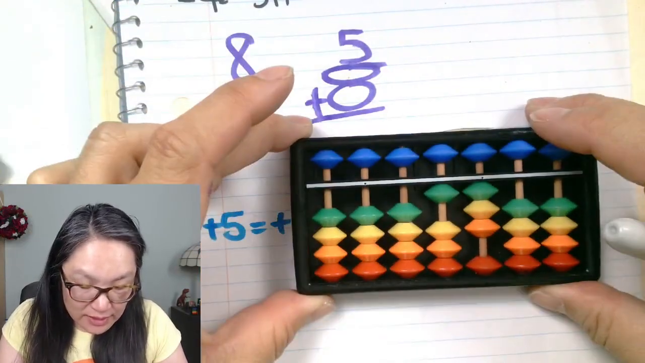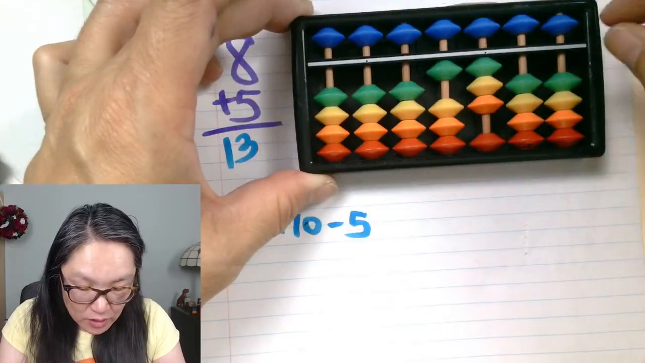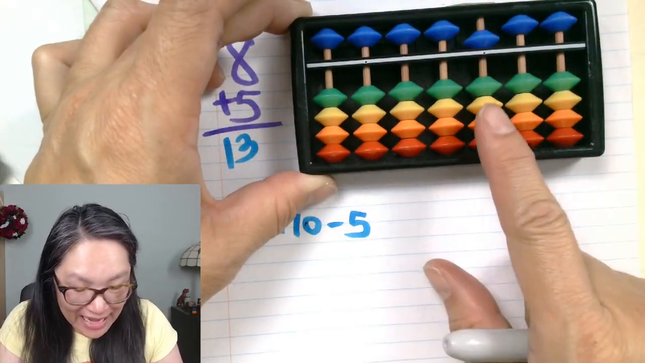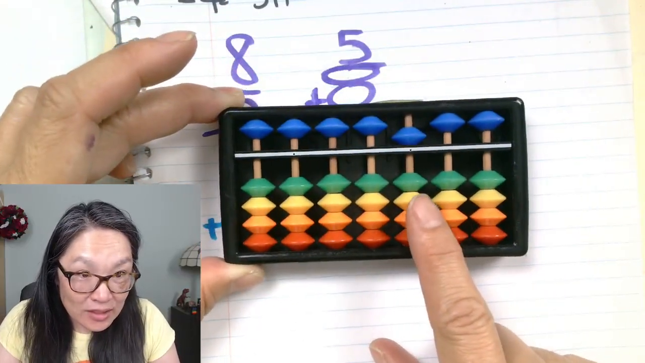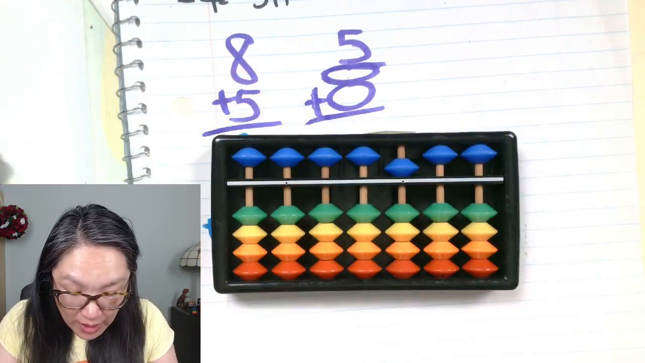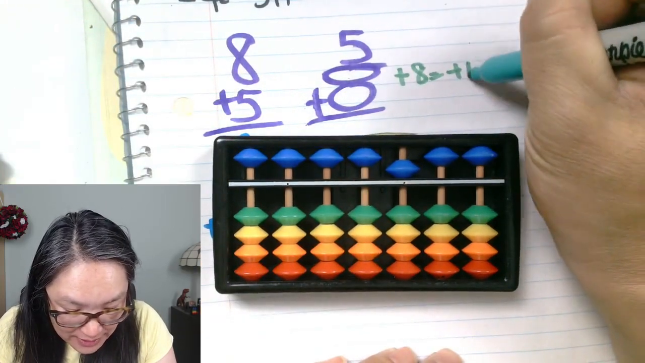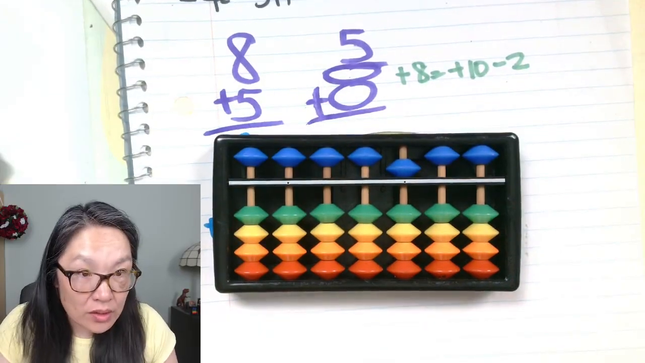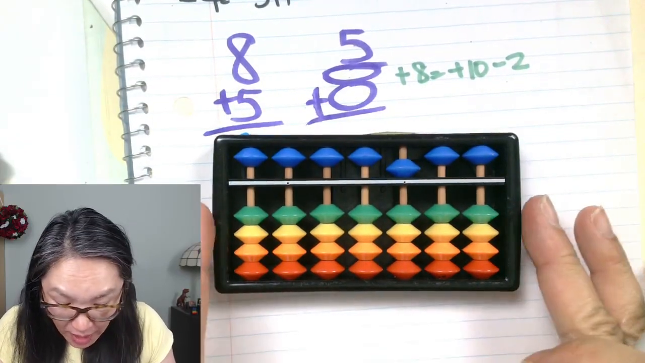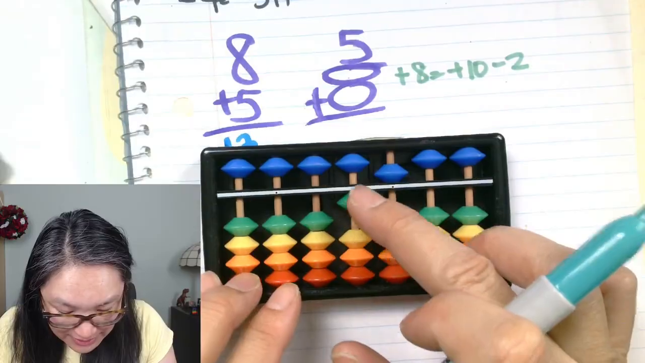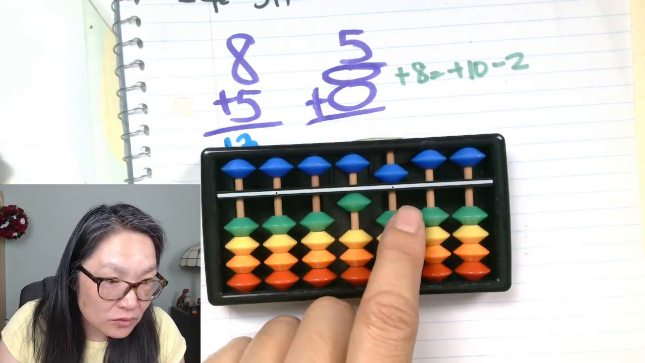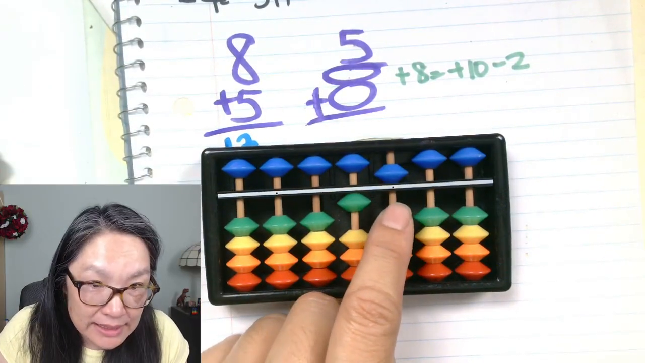Well, now the next one is what? The next one is this. 5 plus 8. So I show you 5. I'm going to add the 8. When I add the 8, what are we going to do? We know how to add the 8. We know that plus the 8 is equal to plus the 10 minus 2. We know this. So let's do it. So we plus the 10. Uh-oh. We can't minus the 2.